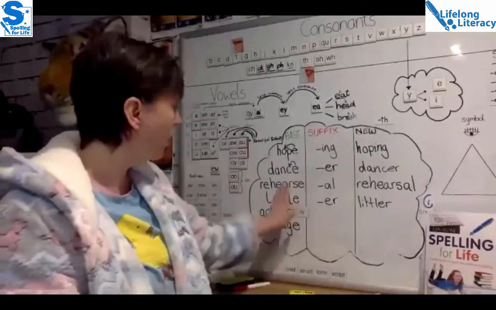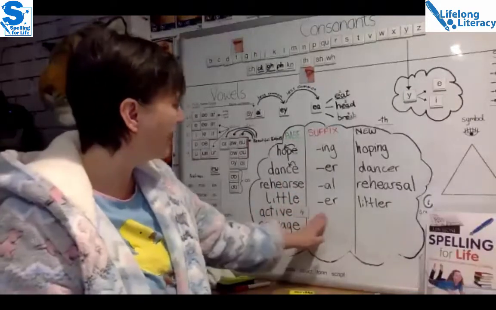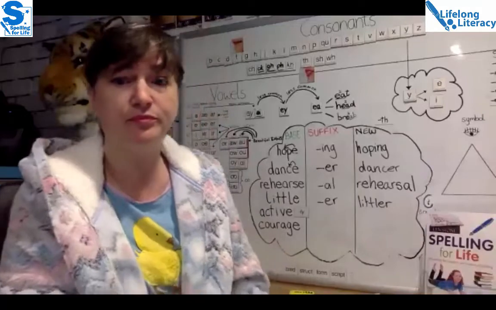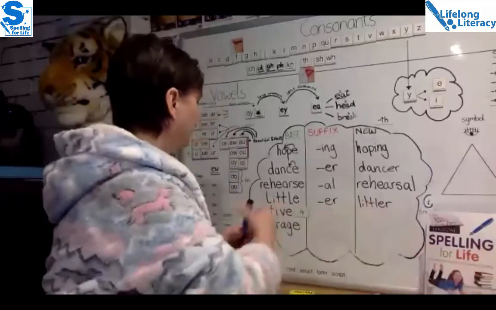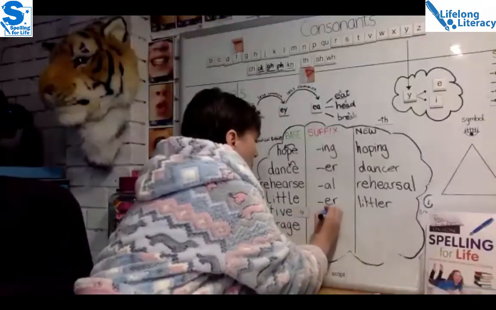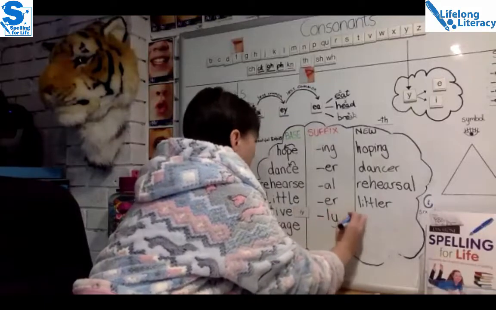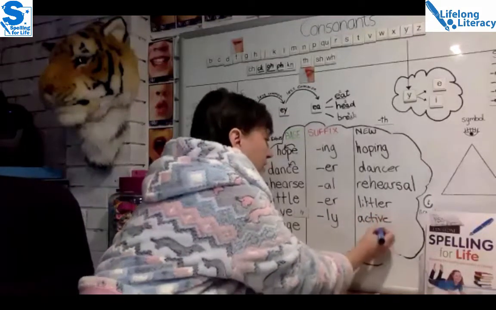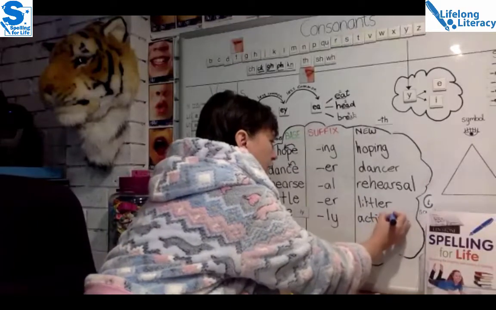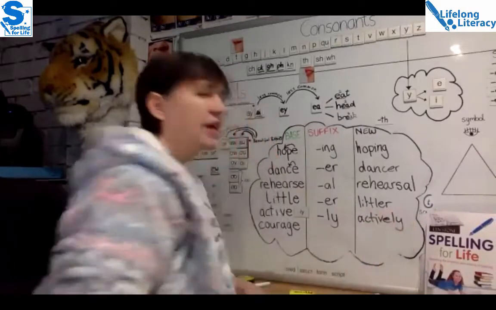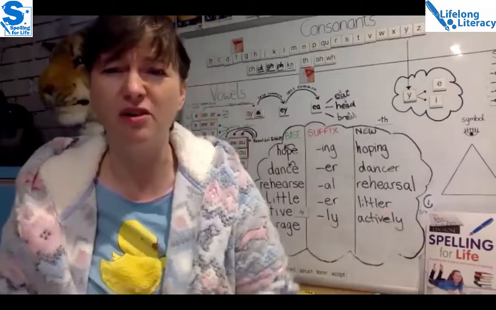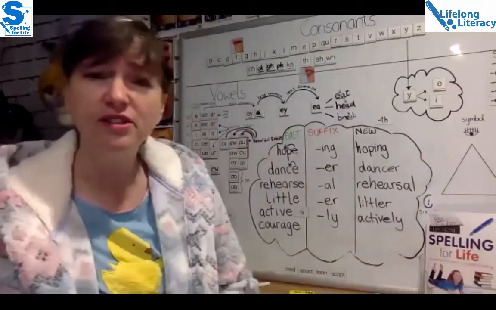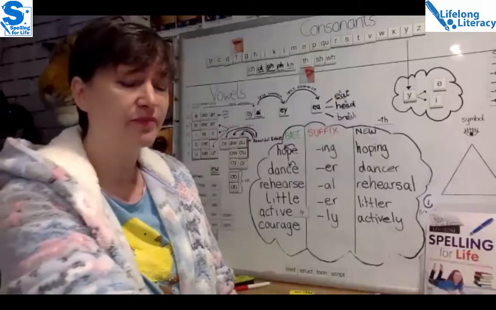So I'm not putting it over the E now. I'm going to write active and then my suffix ly. Write it down. Active all the way to the end, and my suffix ly. Actively. These are amazing words, don't you think? And yet here you are understanding the structure of them. It's incredible.